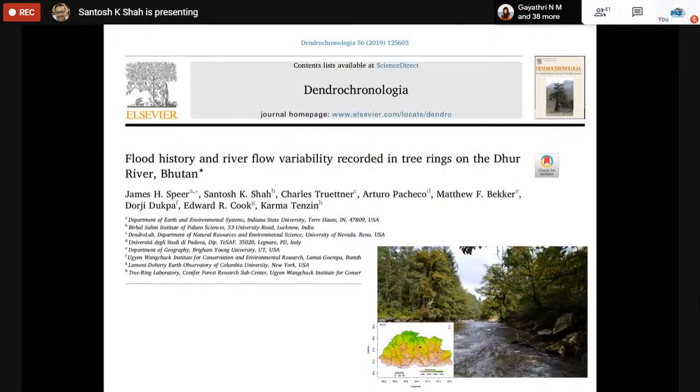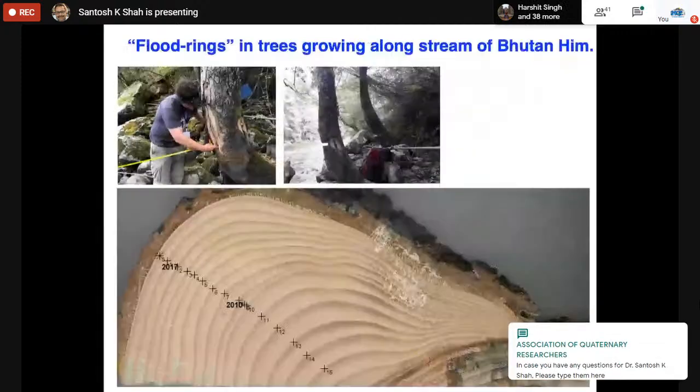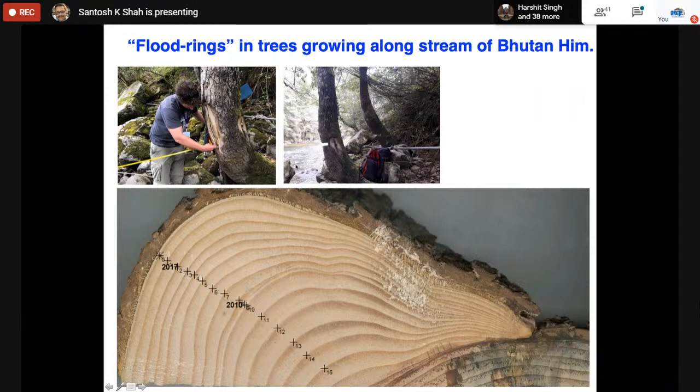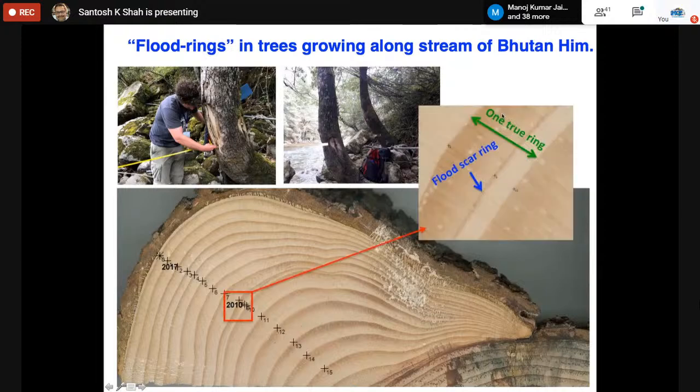We can use tree-ring study to study flood marks. Here, one study we carried out during the World Dendro training program in Bhutan. The tree samples, some sections, were collected from a tree growing nearest to the river, and we dated the samples. This is the 2009 ring. There is one tree ring here, and this is a flood scarring. In this ring, flood scarring formed. So we can say that these are the flood scars.